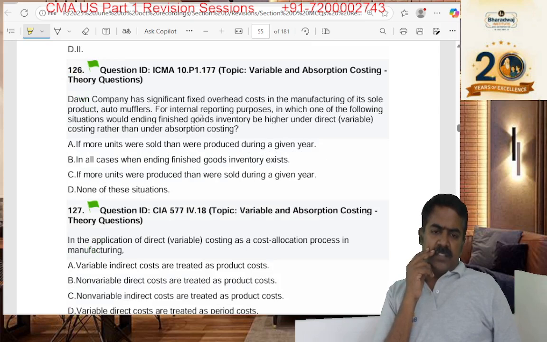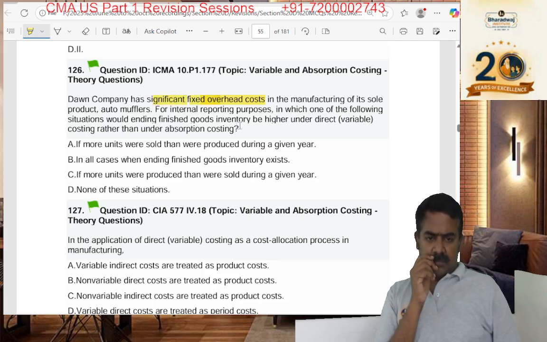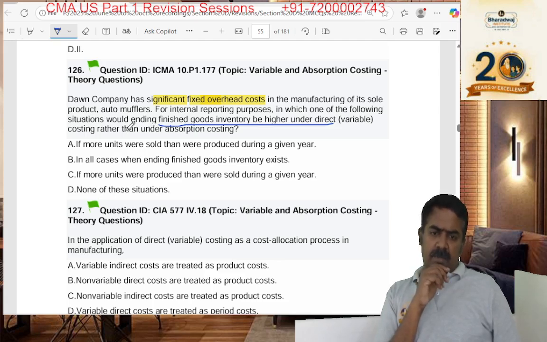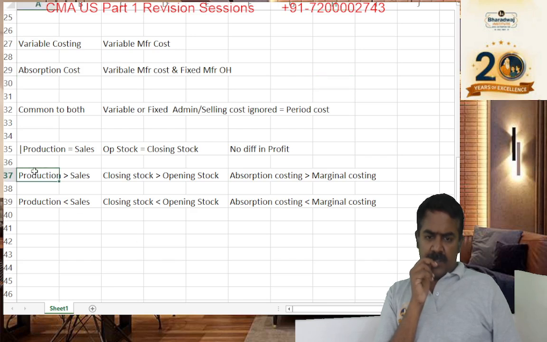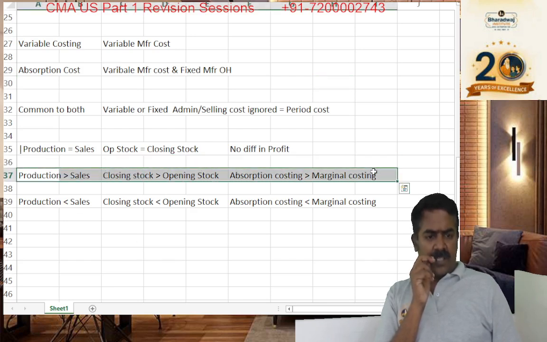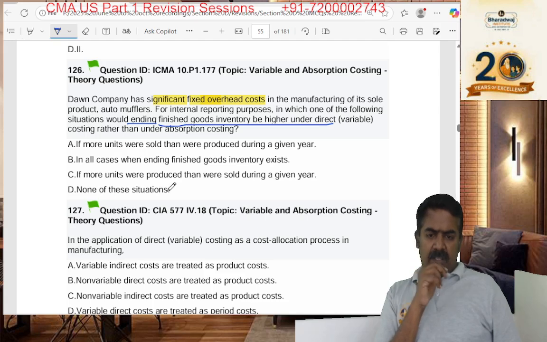Next problem. Dawn company has a significant fixed overhead cost. Ending inventory is higher than which one? If production is more than sales, absorption costing will show more profit than marginal costing.